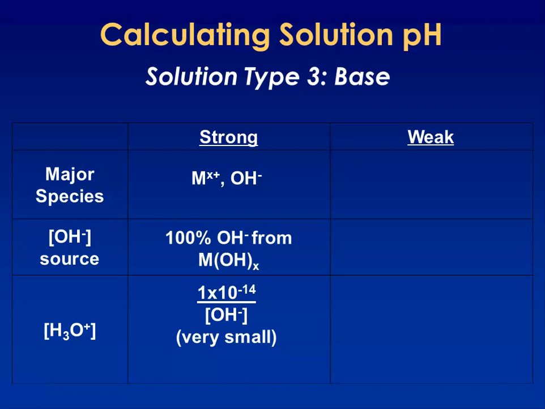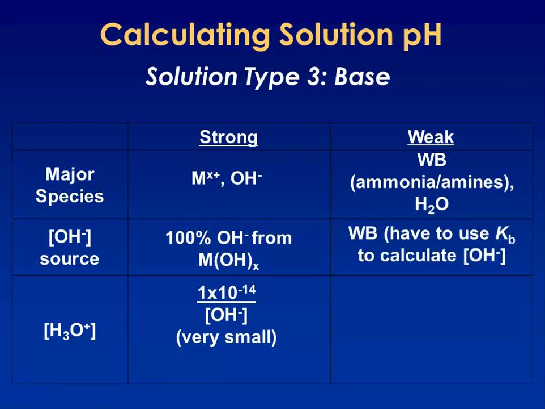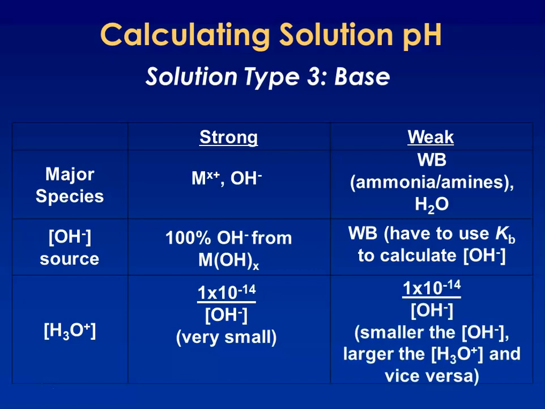Weak bases, however, do not completely dissociate, so their parent base, their weak base, is going to stay intact. That weak base is going to typically come from ammonia or some sort of organic compound containing an NH group, an amine, along with water. So to determine the hydroxide concentration, we're going to have to use our Kb expression to determine what fraction of that weak base dissociated. And then once we have that hydroxide concentration, we can use it to calculate the hydronium concentration. And again, the relationship between hydroxide and hydronium is seesaw. One's higher, the other's lower, vice versa.